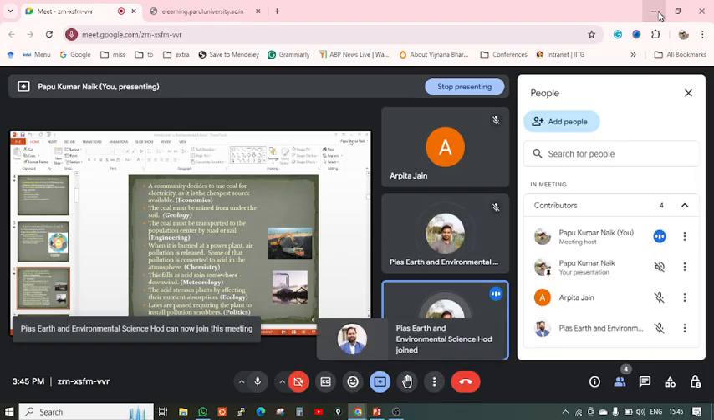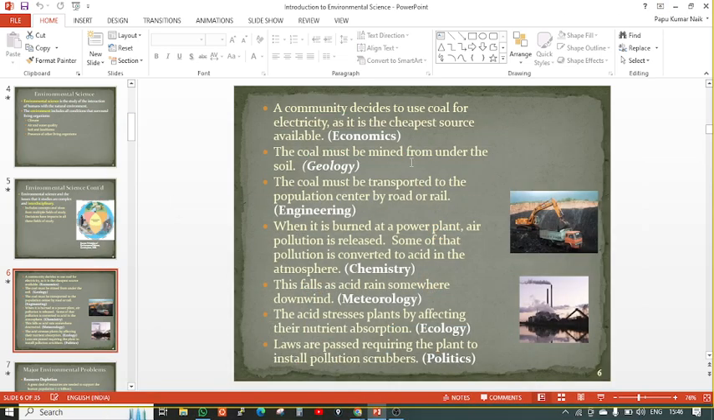So the consequences of all human activities are related to the environment, which is also interdisciplinary in nature. For example, we are mining coal for our economic development, and the environment is also involved in that case.